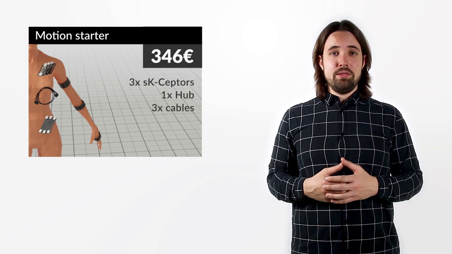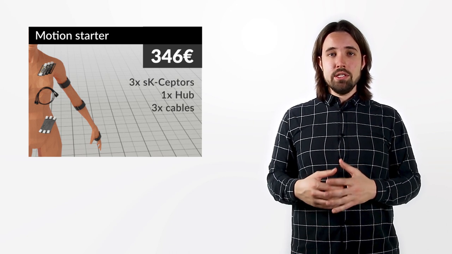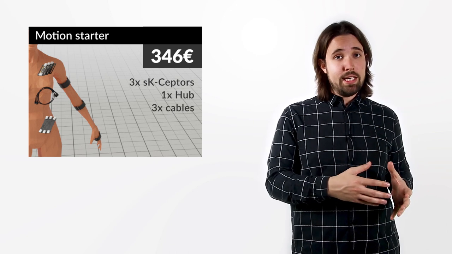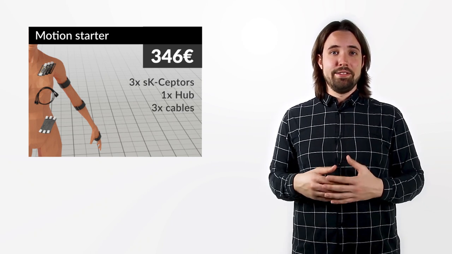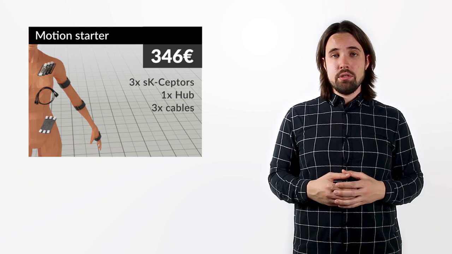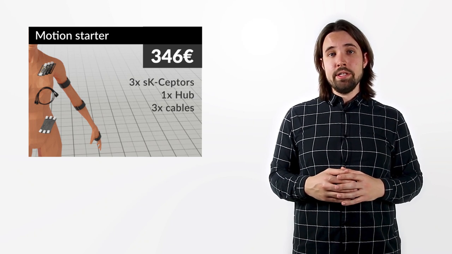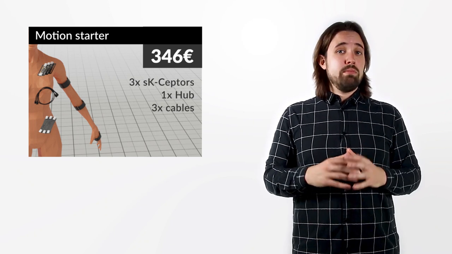The first option available is the Motion Starter Kit. This solution is ideal for those that just want to test out the system or maybe capture a part of the body, such as the arm or a leg. It includes 3 K-Sectors, 1 hub, all required cabling, and this version of the system doesn't include a textile solution.